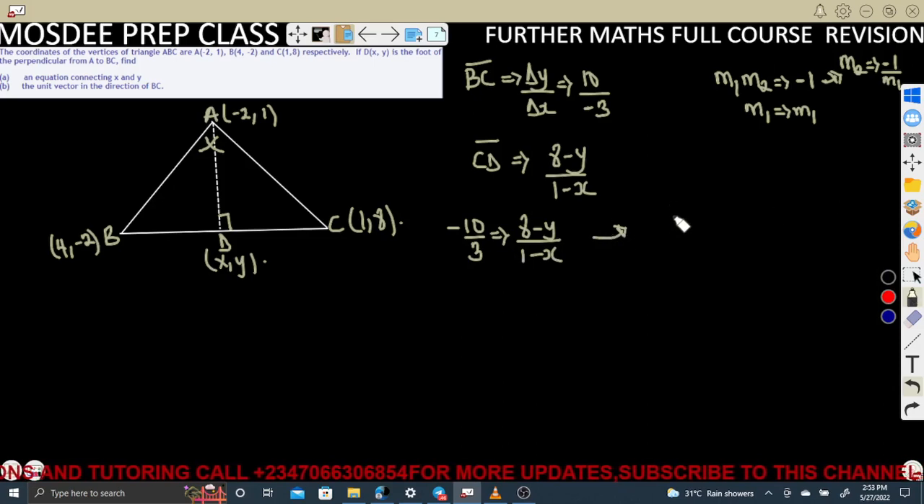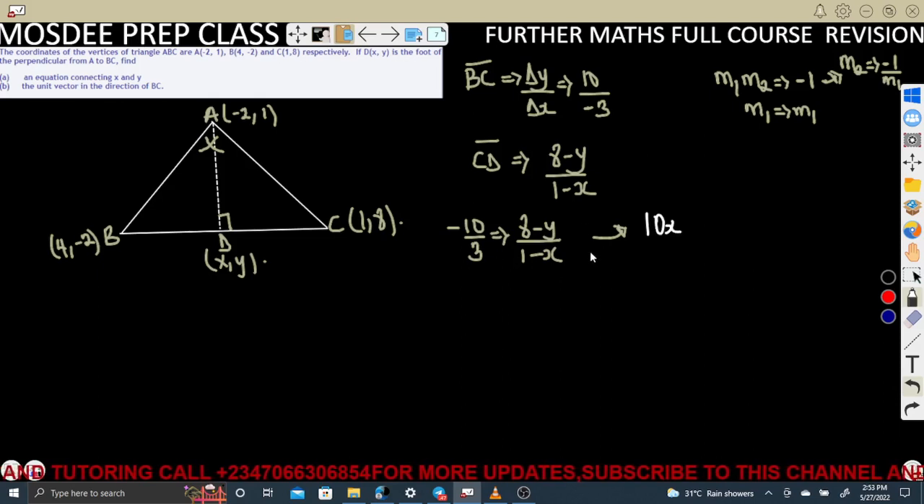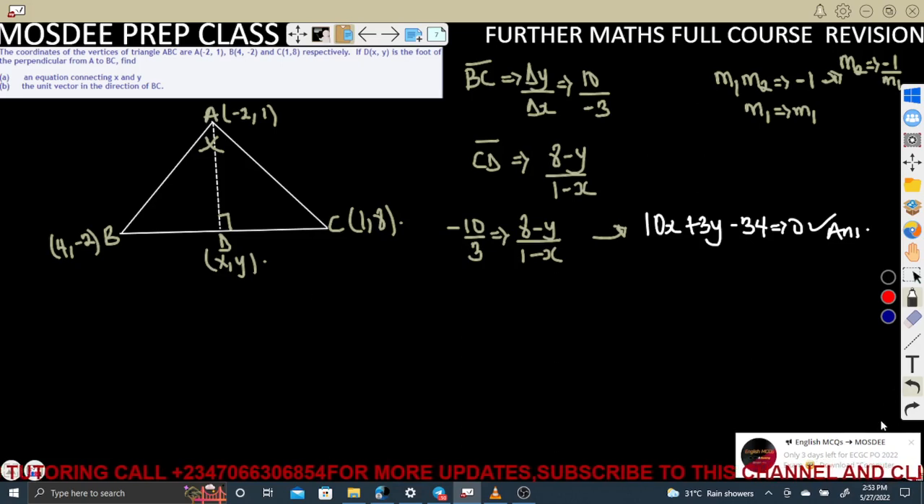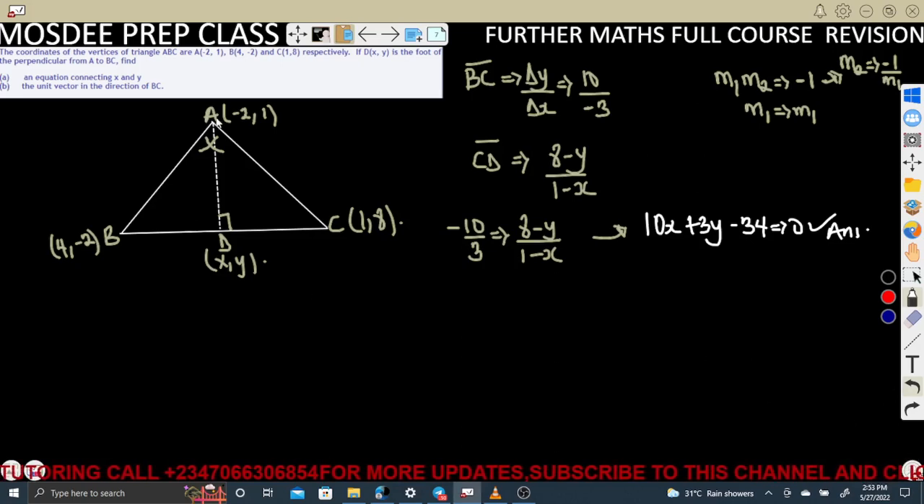On simplification, I should be able to get the equation that connects x and y. If I do this well, it's minus 10 plus 10x, and this is 24 minus 3y. So that is plus 10, that's 34, so 10x plus 3y minus 34 is equal to 0. That is the answer, and that is what you are expected to do according to WAEC. So teachers should concentrate on that. There are other ways you can do this, like I said, perpendicular bisector. You can always keep that at the back.